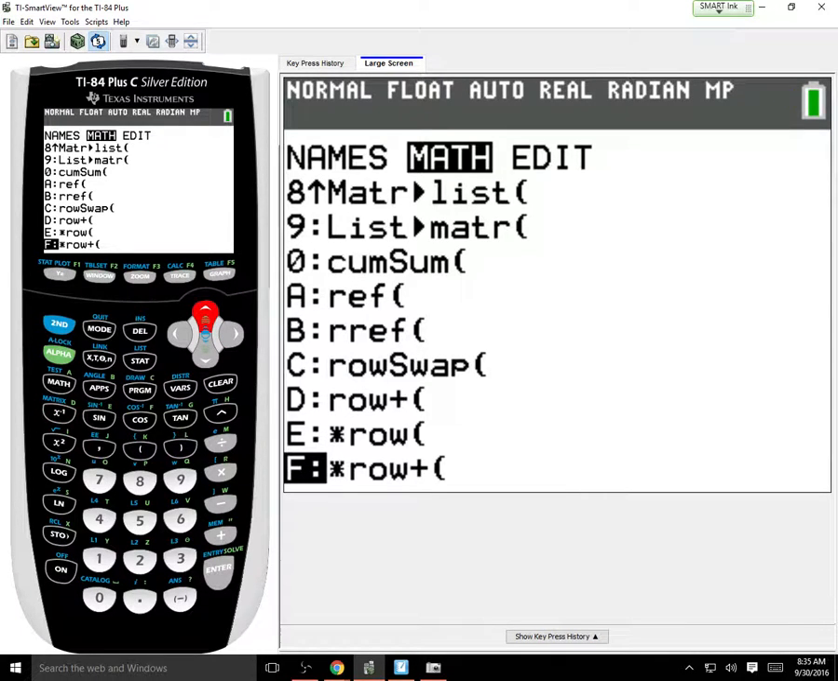See, the row operations are right down here. Row swapping, add, multiply, multiply and add. So it could do it for you if you already know what you want to do. That way you don't have to sit there. You know what I mean?